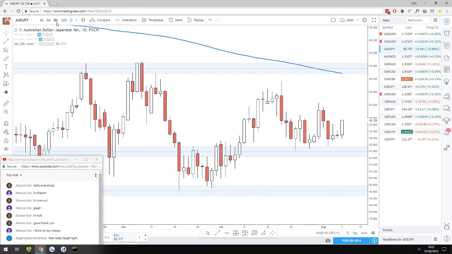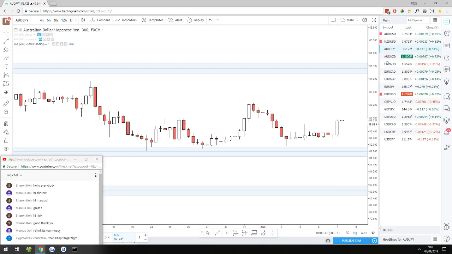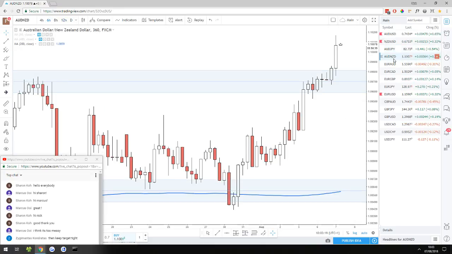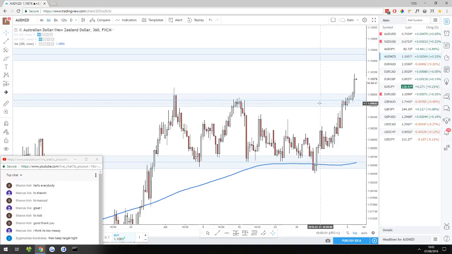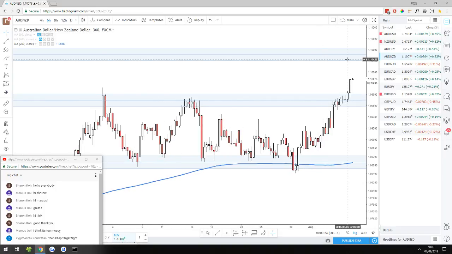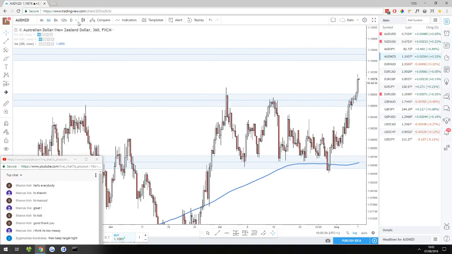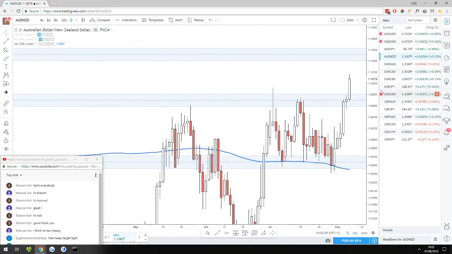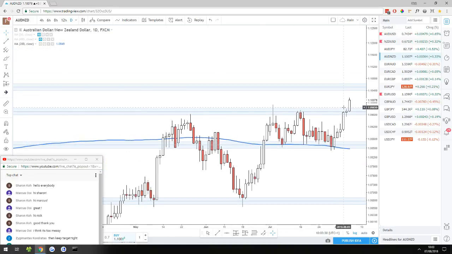AUDJPY is just kind of doing nothing really. It's just in between support resistance areas. Let's go to something more interesting. AUDNZD is really starting to trend up. It's really taken off, but right now it's in between support resistance, so there's no setup there. Keep a close eye for what happens when it hits the 1.1050-ish, our resistance area up there.